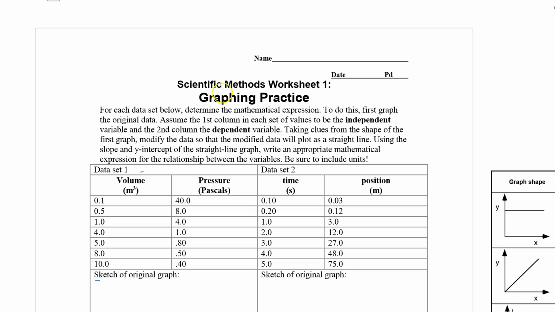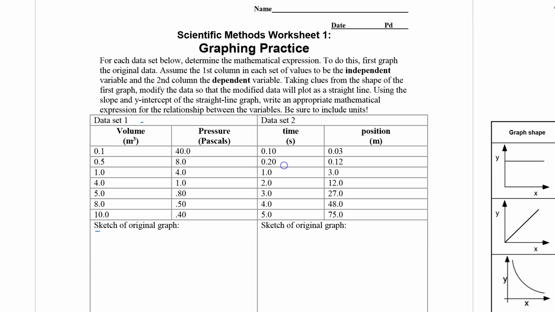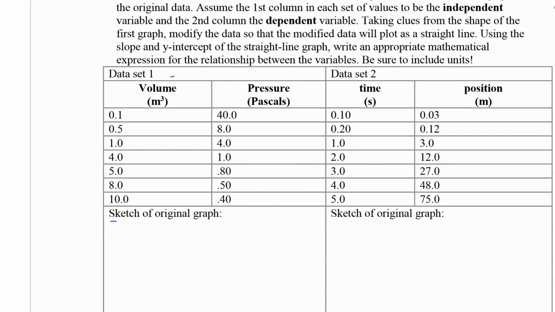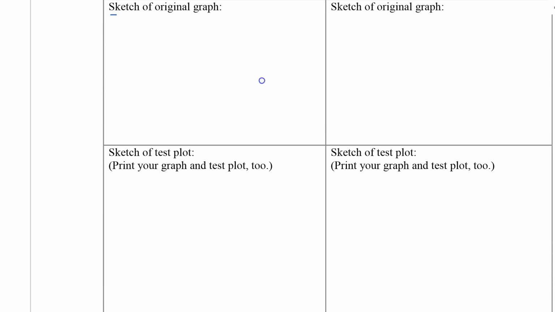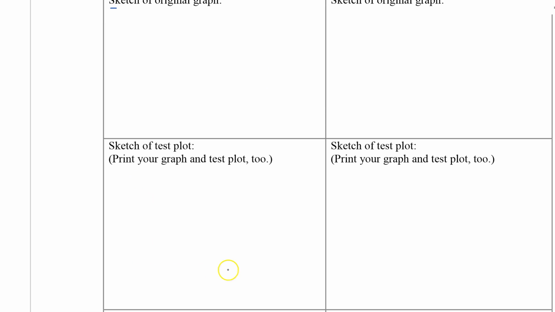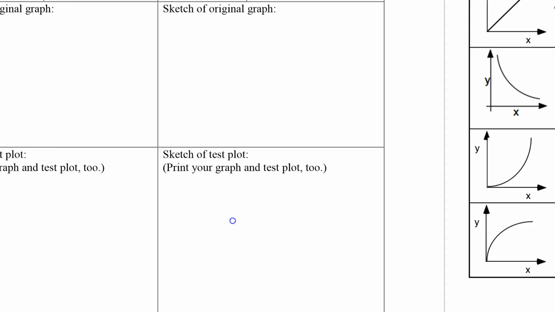Hi, I'm looking at worksheet number 1 from our unit, and I'd like to give instructions and go through the first data set as an example. Our task is to take this table of values and use Logger Pro to sketch the graph of it, and then if it's a straight line, find the slope. If it's not a straight line, we linearize it, turn it into a straight line, and find that slope. I'll show you what I mean by linearize.